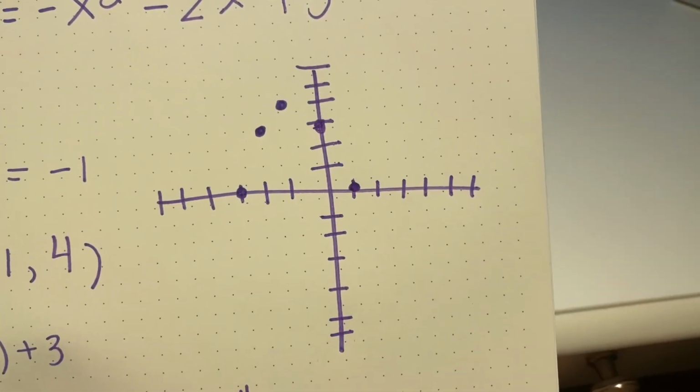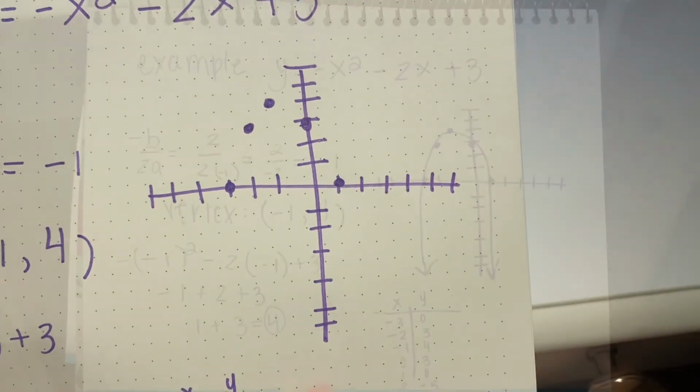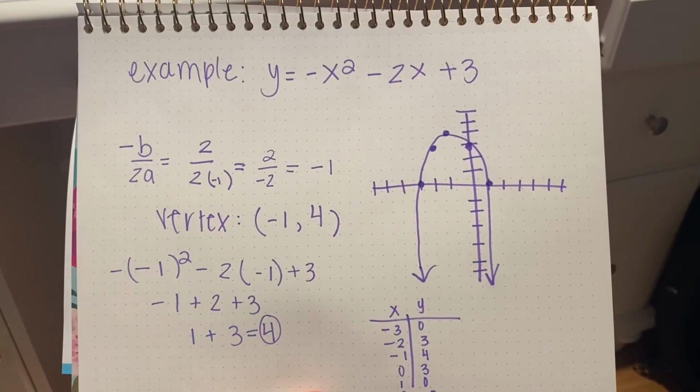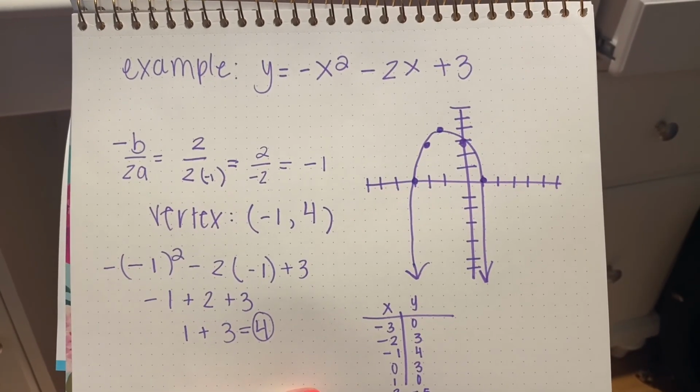I now have some of these points drawn, and next you are going to want to draw your lines just like you would have in a parabola. And that's it. Now you have your final graph for the equation y equals negative x squared minus 2x plus 3.